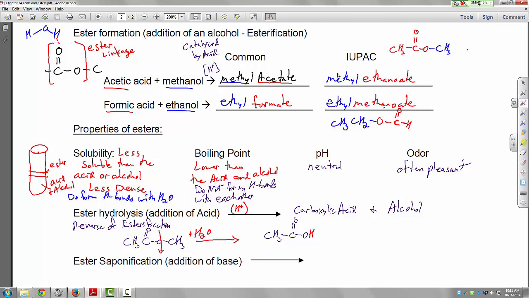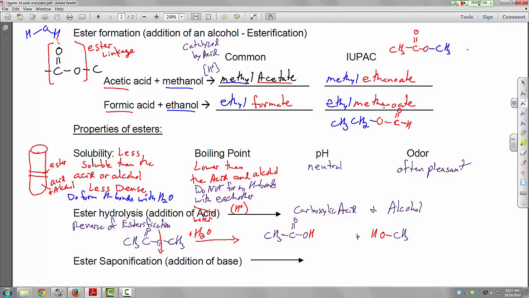So it says the addition of acid. Essentially, it's really the addition of water, but it is catalyzed by an acid. So if you add something like HCl to a solution of an ester, it will hydrolyze. You would put one of the hydrogens on here to give us the acid, and put the OH on here to get the alcohol back.